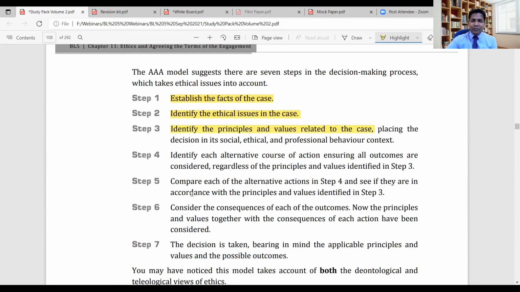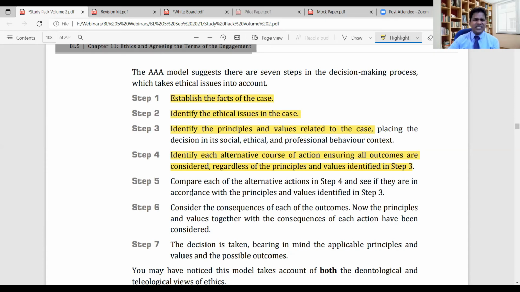So here, step number 2, you identify the ethical issue, which is the self-interest, and step number 3, you identify from where to where it's going to be affected. It is basically the objectivity. And then number 4, identify each alternative course of action, ensuring all outcomes are considered. So the first one, you establish the case. The second one, identify the ethical issues in the case. Third one, identify the principles. Identify the case, identify the threat, simple way of putting. Identify the principle affected, identify the solutions available. What is the solution? Solution number 1, accept the bribe. Solution number 2, don't accept the bribe. Solution number 3, inform the head.